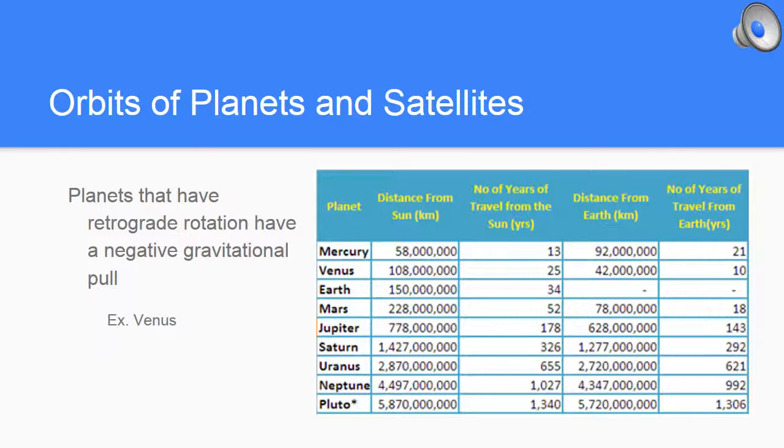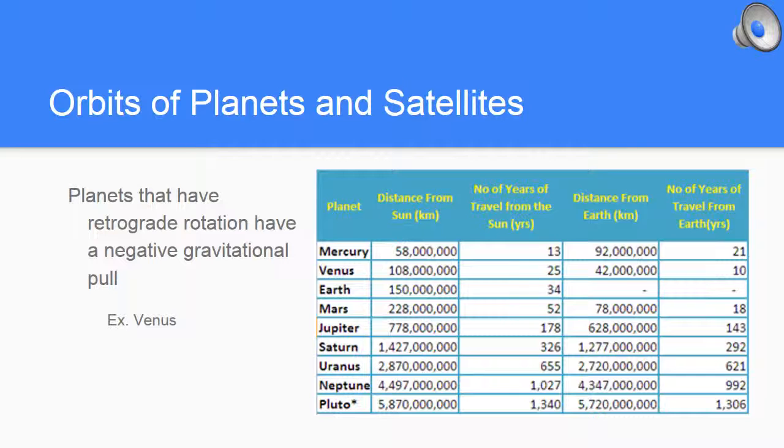One important thing to note when looking at the orbits of planets and satellites, especially when looking at the gravitational pull between the different planets or satellites, is that some planets have a retrograde rotation, and that just means that they're spinning in the opposite direction from the other planets. One example of such a planet is Venus, and so this means that it has a negative pull because it's spinning in the opposite direction. So when you're adding together all of the gravities to calculate the force of gravity, you have to make sure to subtract the force of gravity due to the pull on Venus.